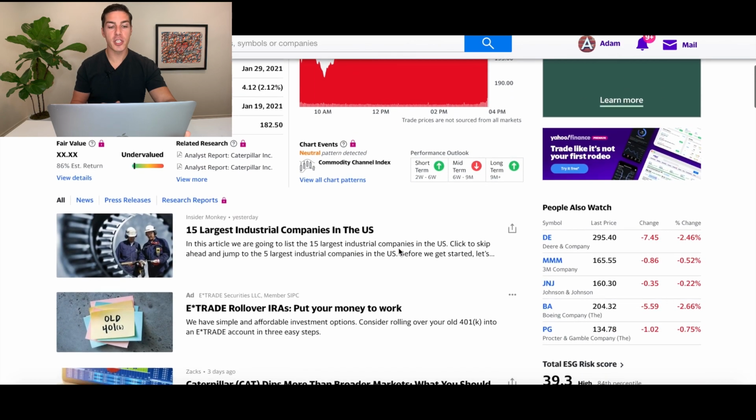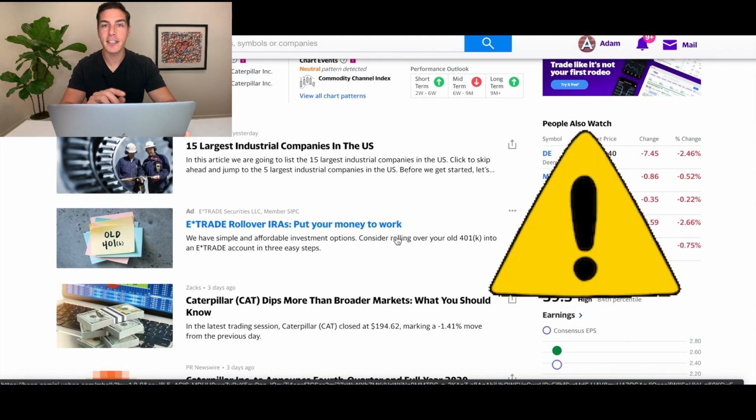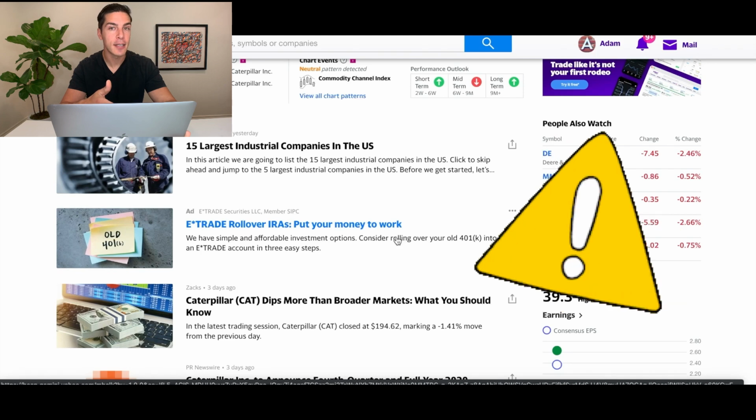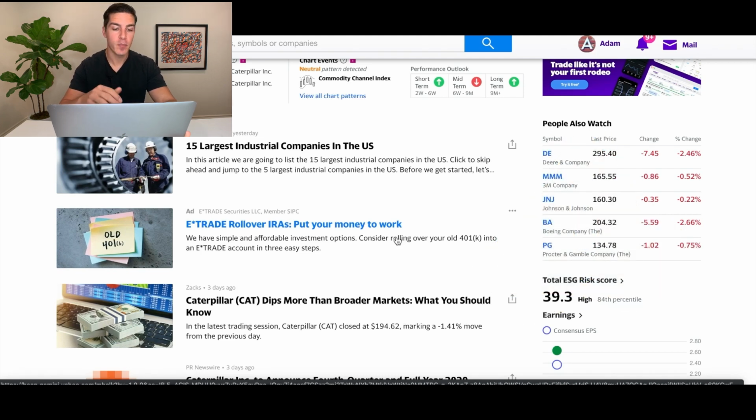Below this information is going to be all the news related to this company. Now, one thing to keep in mind is that they do put ads next to some of the news articles, so there is some clickbait here. It's relatively easy to identify. You'll see that the first one here is an article that has something to do with Caterpillar. Below that, you're going to see an ad that's sponsored by E-Trade. So just be careful as you're opening these links.